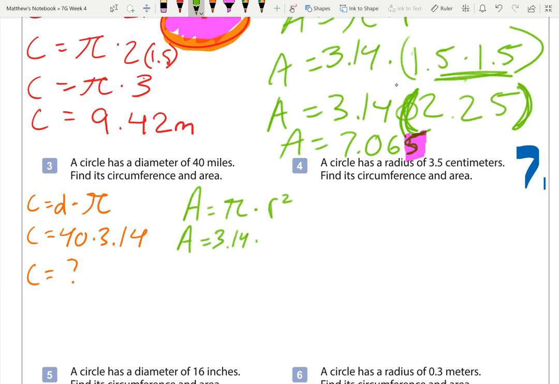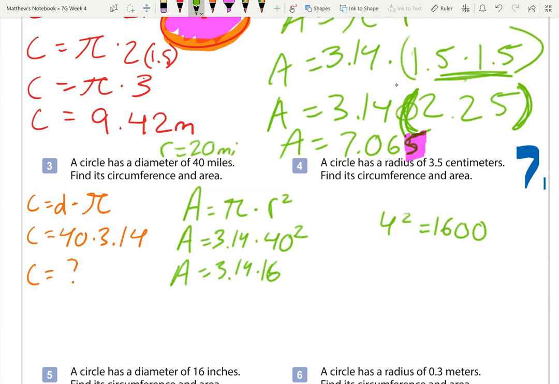Well, here I have the diameter, so half of my diameter will give me my radius. So my radius equals 20 miles. So that's half of 40. And it's going to be 40 squared, so area equals 3.14 multiplied by 40 squared. Well, I know 4 squared equals 16. So if I do 40 squared, it's just going to be 16, but with 2 zeros on the end. All right, so it's going to be 3.14 multiplied by 1600.